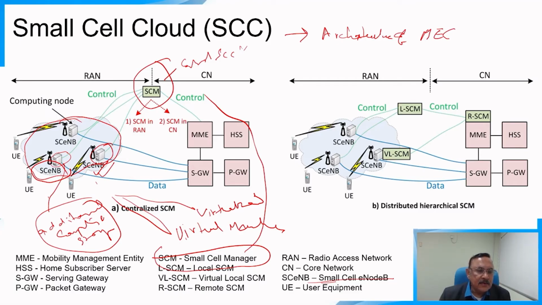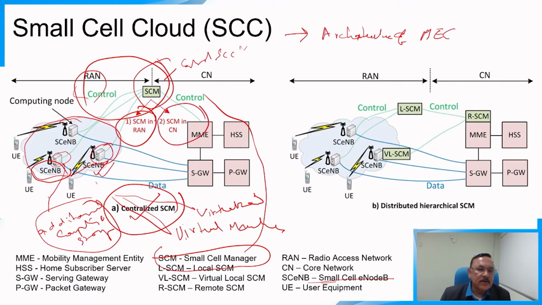Now, here you can see in figure A, the SCM may be deployed in a centralized manner, called centralized SCM, either as a standalone SCM located within the RAN, that is radio access network, close to the cluster of SCENBs, or an extension to MMEs like this one in the core network, that is SCM in the core network.